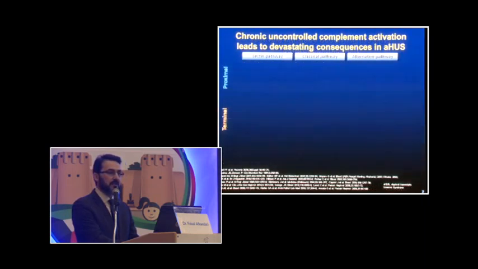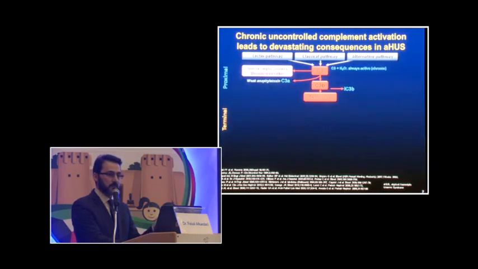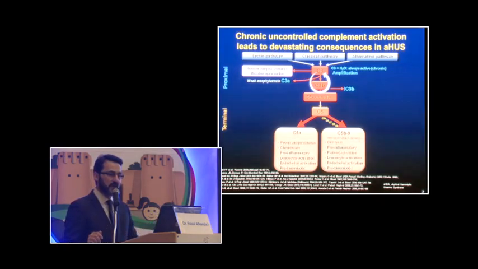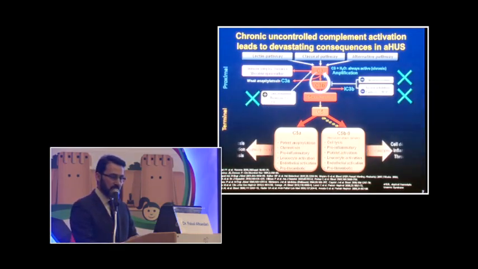So in atypical HUS, what happens is that you have a chronic uncontrolled complement activation, which leads to devastating consequences. Through those pathways, you have the C3 activation, then this will go on and on to reach the C5a and C5b9. The C5a is a potent anaphylatoxin, it causes chemotaxis, it's pro-inflammatory, and starts to cause anaphylaxis, inflammation, and thrombosis.